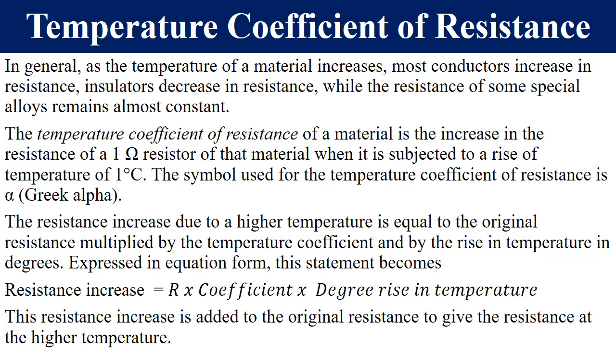Then after finding the resistance increase, that value is added to the original resistance of a material so that we can find the resistance at a new temperature. So we are trying to deduce that when a temperature is increased, say from 0 degrees Celsius to 1 degree Celsius, the resistance of that particular material changes. So to find the new resistance, you add the resistance increase to the original resistance. It is going to become clear if we proceed to the next slide.